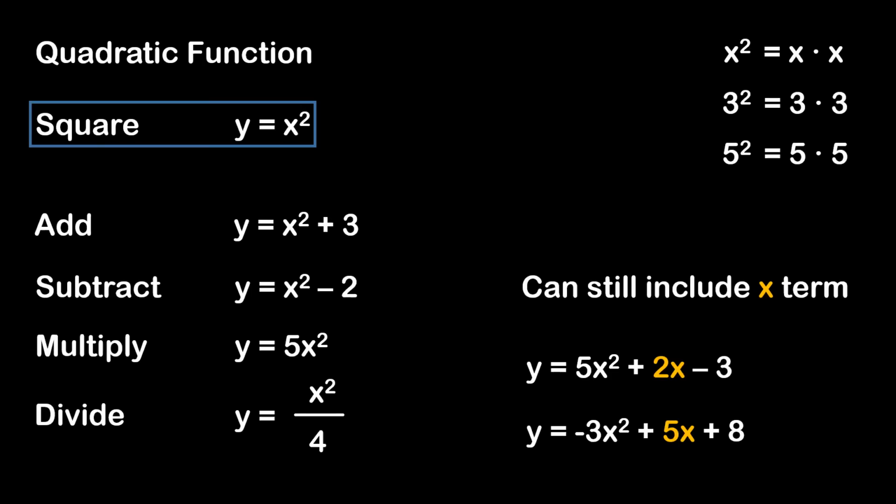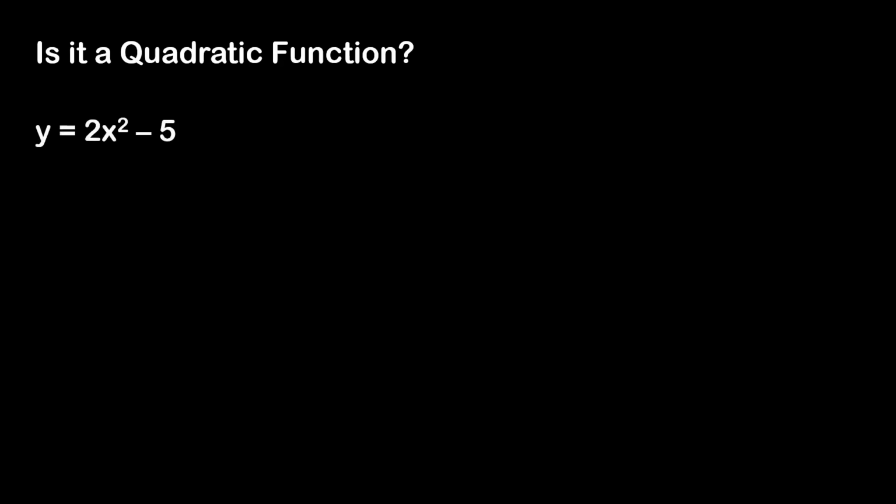So now what we're going to do is go over a whole bunch of functions, and we're going to decide whether those functions are quadratic functions. With this first example, we have y is equal to 2x squared minus 5. Now that is a quadratic function. We have our x squared term. We're allowed to multiply by 2, and we're allowed to subtract 5. So in this case, we're using multiplication and subtraction.